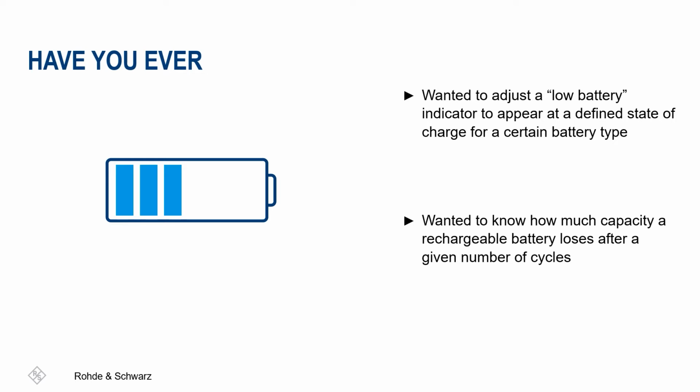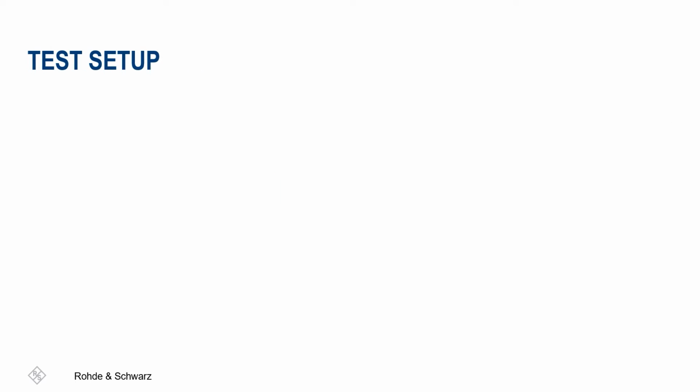Have you ever wanted to adjust a low battery indicator to appear as a defined state of charge for a certain battery type? Or wanted to know how much capacity a rechargeable battery loses after a given number of cycles? It is important to understand and test the characteristics of your battery at various points in a charge cycle.